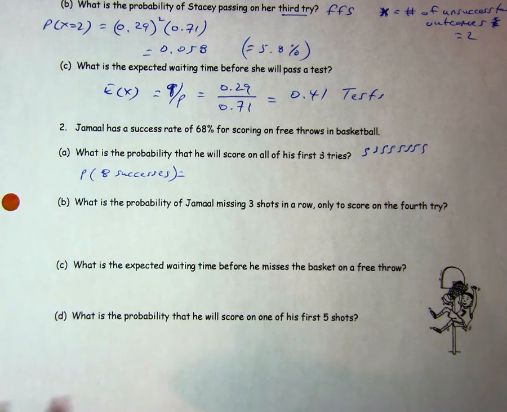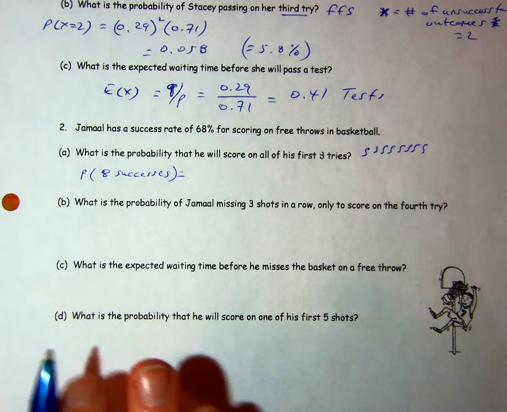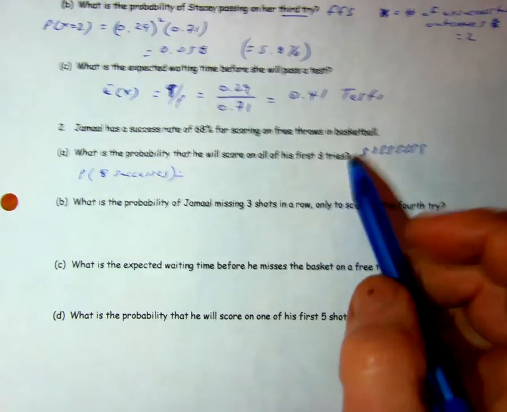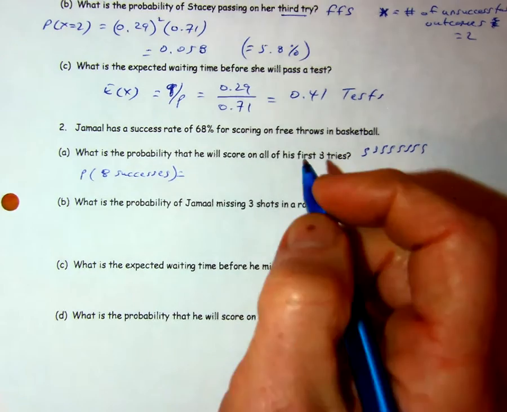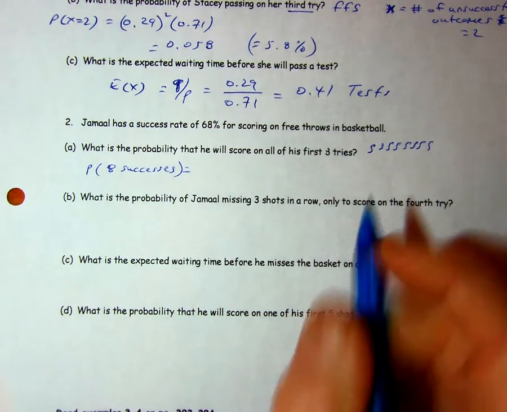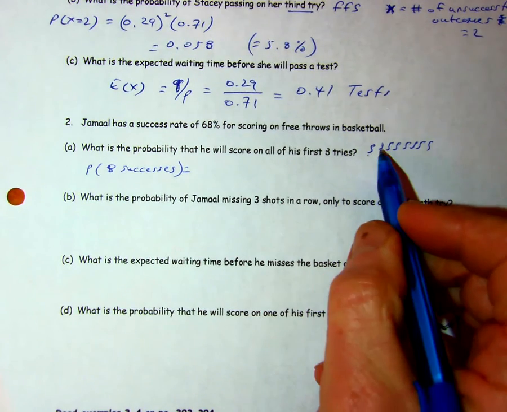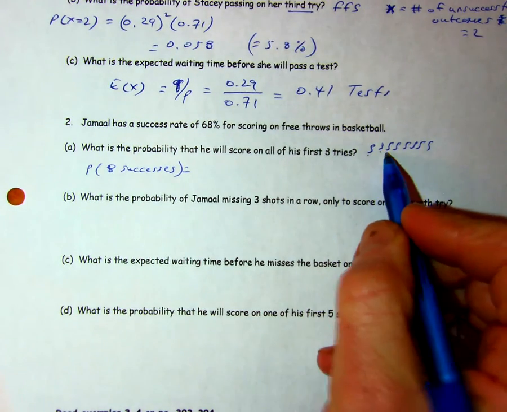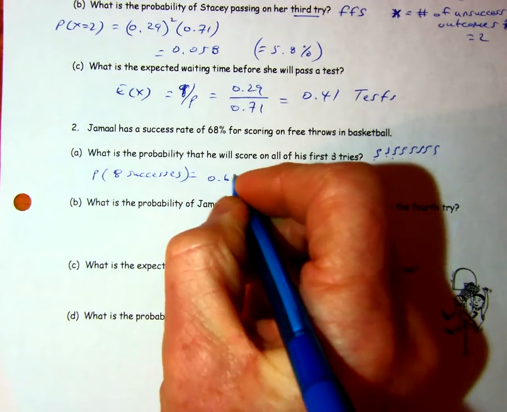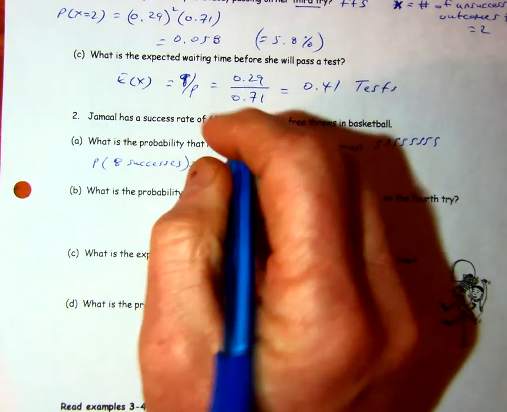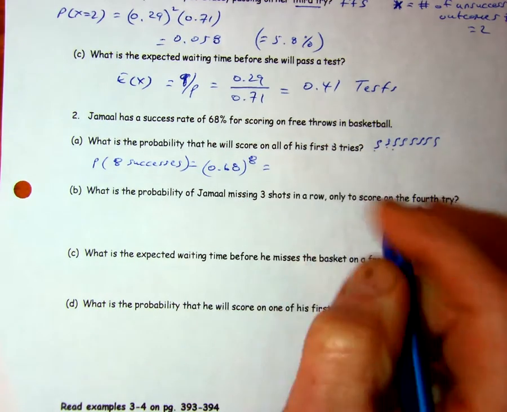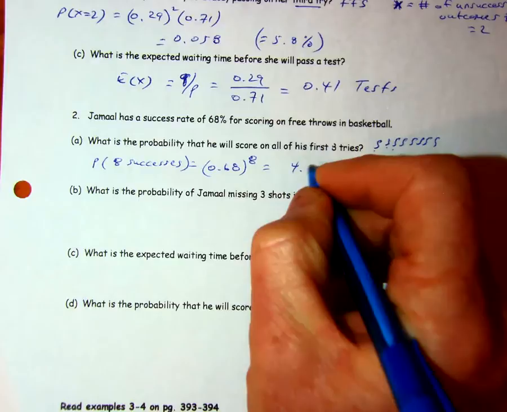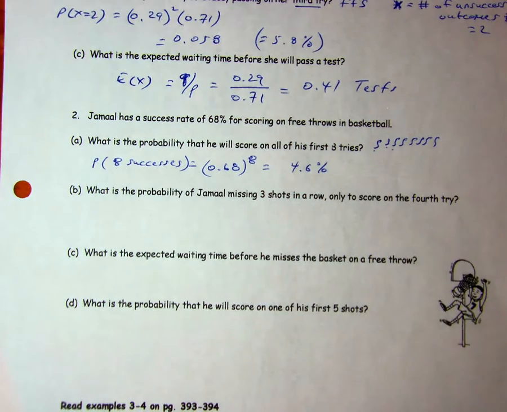Again, you don't have to use the geometric formulas for this. You just have 8 successes in a row. So what would that be? It's the probability of this happening times the probability of that happening times the probability of that happening. 0.68 to the power of 8, right? And I'm just going to put the answer, 4.6%. You're just going to trust me on that one.